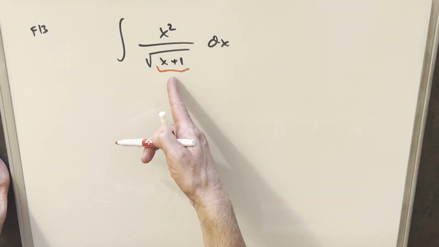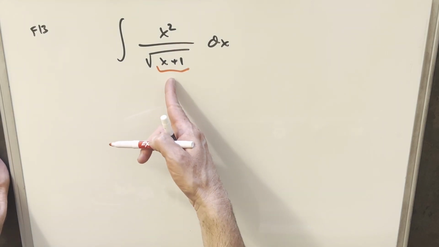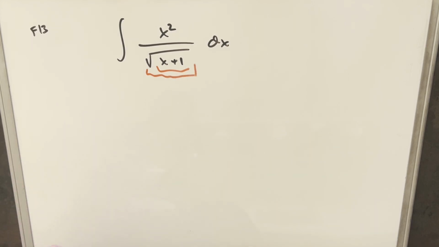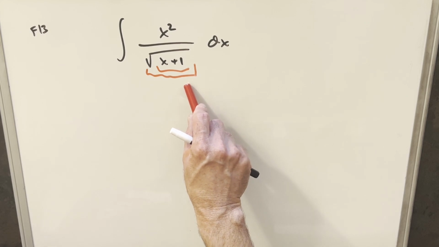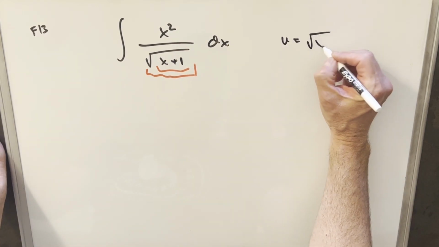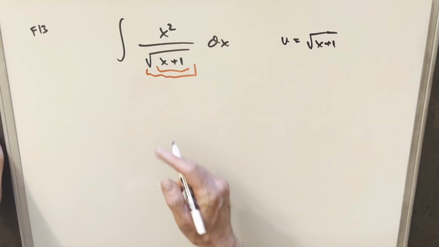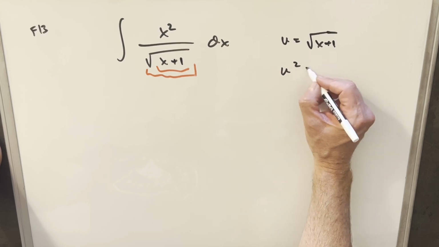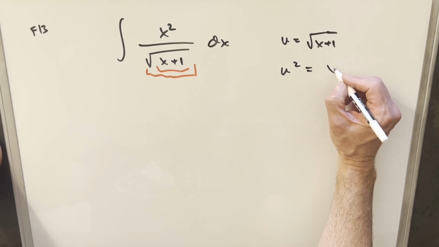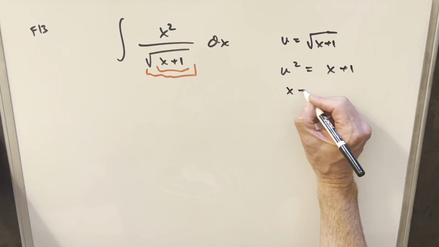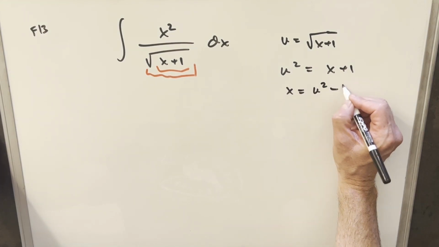We could do our u substitution for just x plus 1. That would work fine, but for some reason I just prefer it a little bit to do the whole thing. It's not going to make a whole lot of difference, but it's just a preference thing. So let's do it this way. I'm going to call my u equal to the square root of x plus 1. I'm going to want to find something for this x squared term. So let's just square this on both sides, and we'll see that u squared equals x plus 1. And then solving for x, we're going to have x equals u squared minus 1.